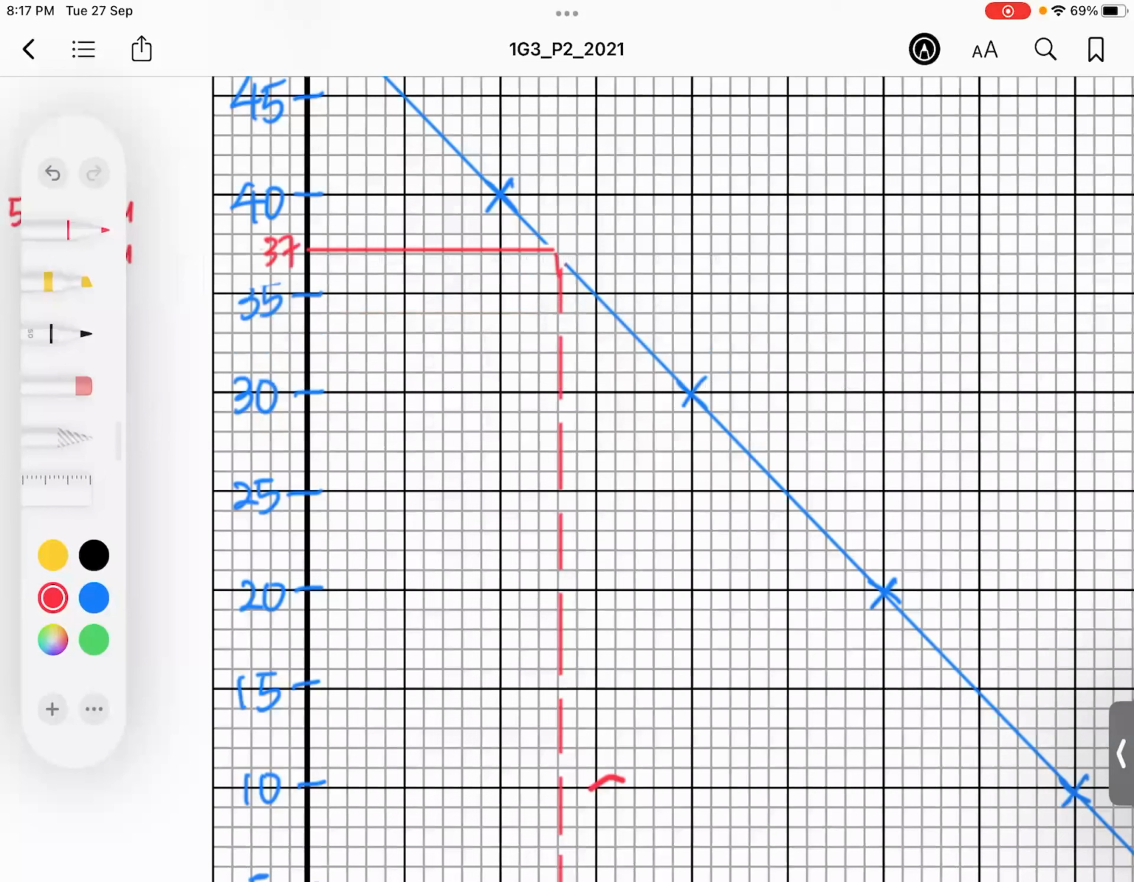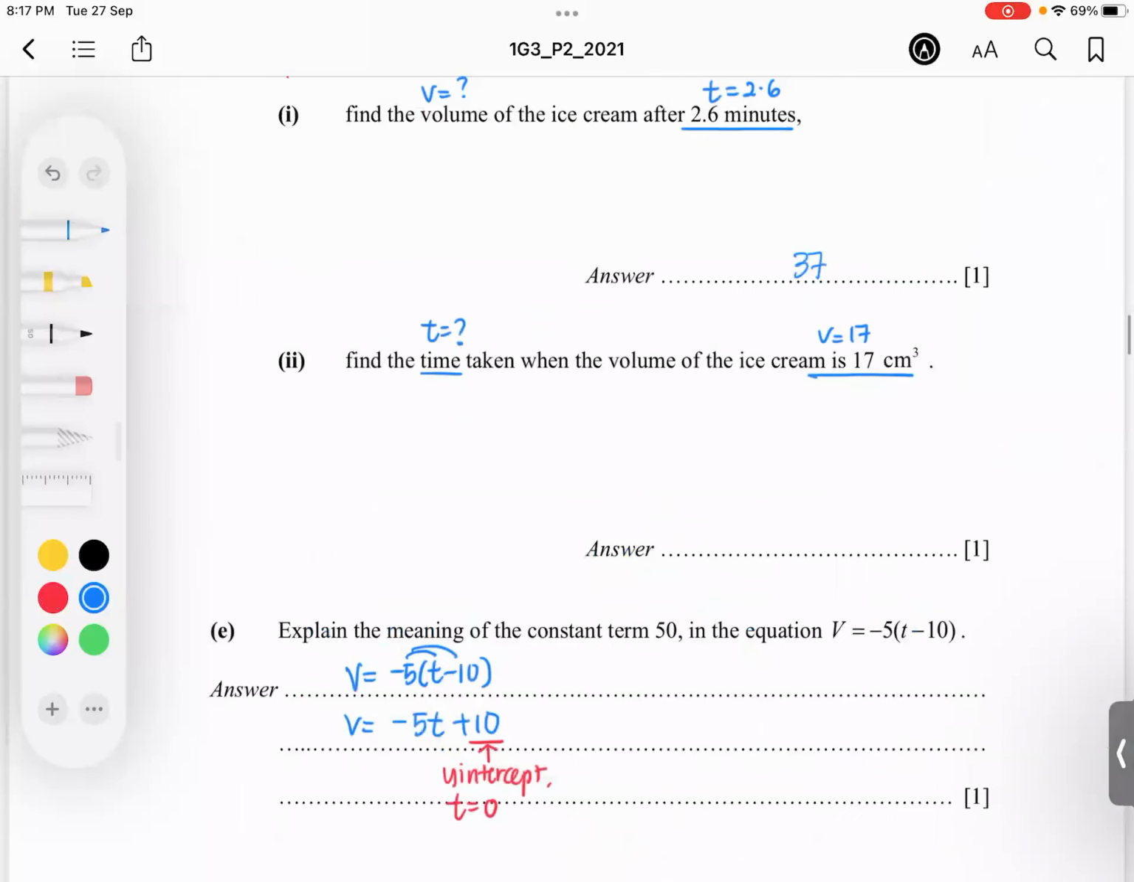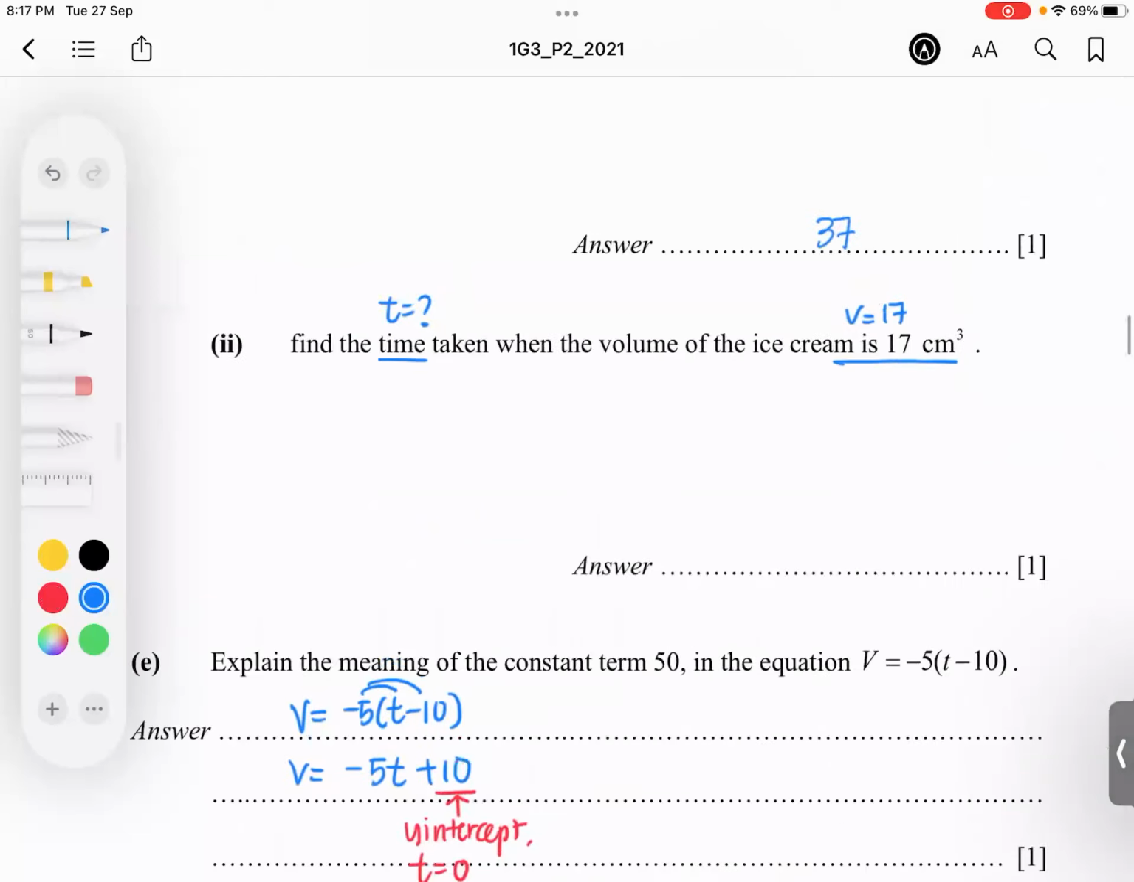Okay, next thing, similarly, for the next question: find the time taken when the volume of the ice cream is 17 cm cubed.